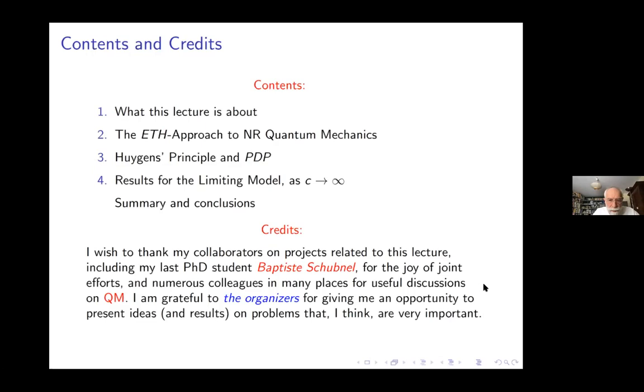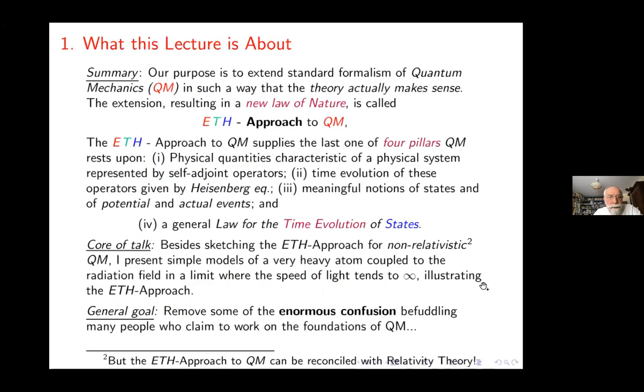Of course, I've benefited from many discussions and collaboration with various people on the topics that I'm going to discuss now. So here is sort of an abstract. My purpose in this lecture is to extend the standard formalism of quantum mechanics in such a way that the theory actually makes sense. You know, more and more people believe that quantum mechanics doesn't make sense, which of course is an illusion. It makes perfect sense, but you have to know what you mean when you talk about quantum mechanics. The extension that I'm going to discuss is called the ETH approach to quantum mechanics. E stands for events, T for trees, and H for histories. And I hope you will understand the meaning of the title by the end of this lecture.